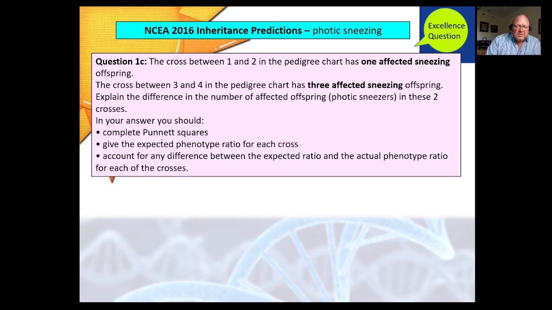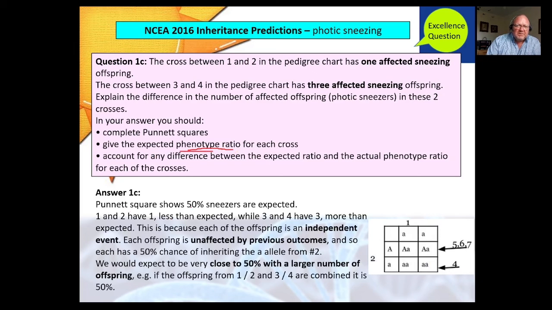Okay, give the expected phenotype ratio. The phenotype ratio is 3 sneezers to 1 non-sneezer. And account for every difference. So the Punnett square shows 50%. This is because each of the offspring is an independent event. Every fertilization is unaffected by the previous fertilization, and so each has a 50% chance of inheriting. We would expect a very close to 50-50 split as the number gets larger and larger and larger. Oh yeah, there's the 50-50.